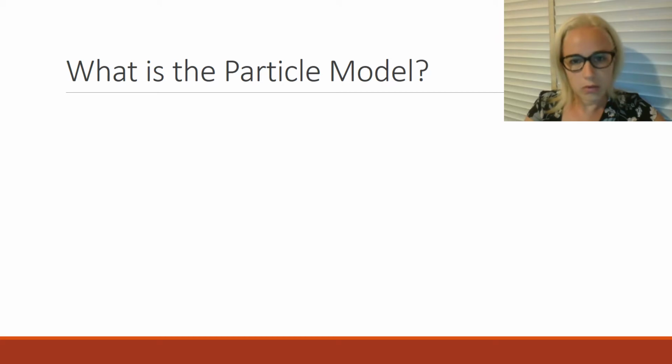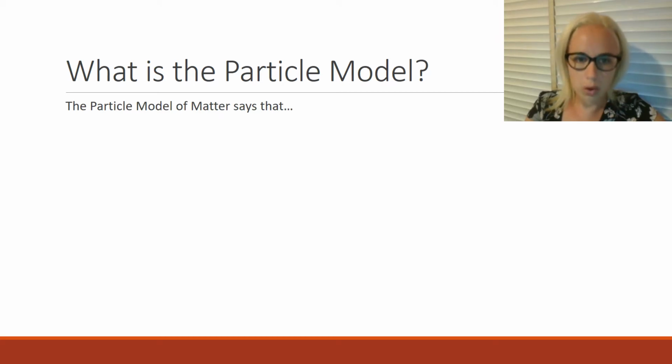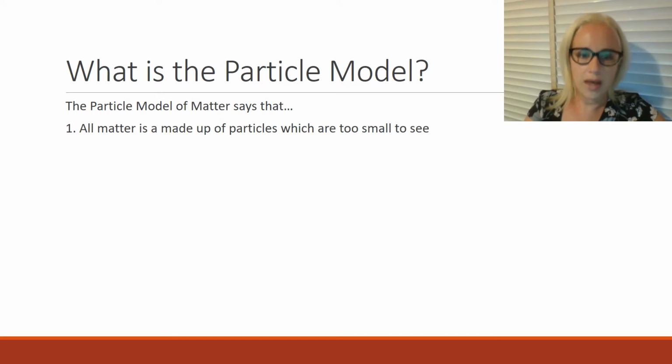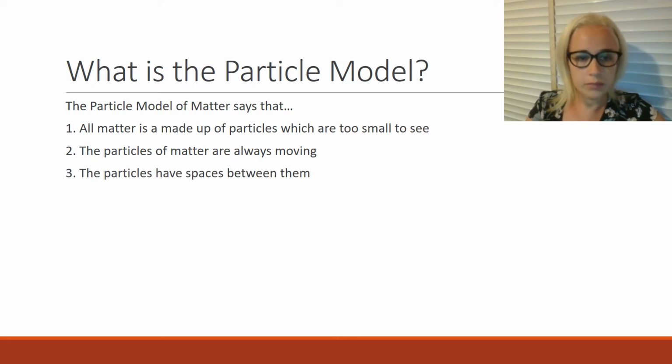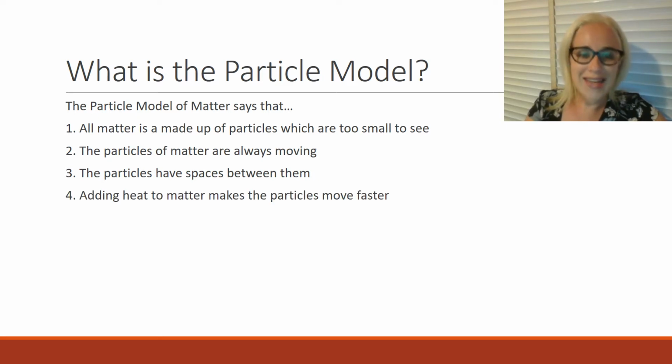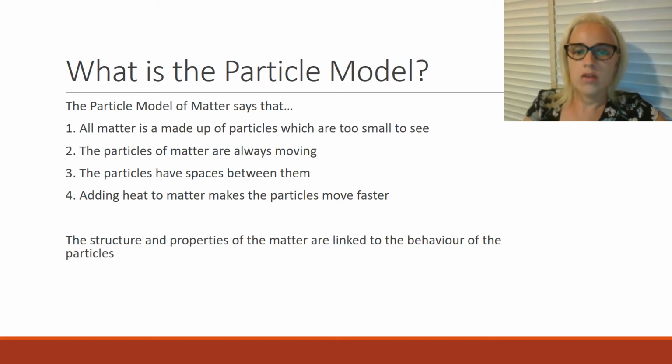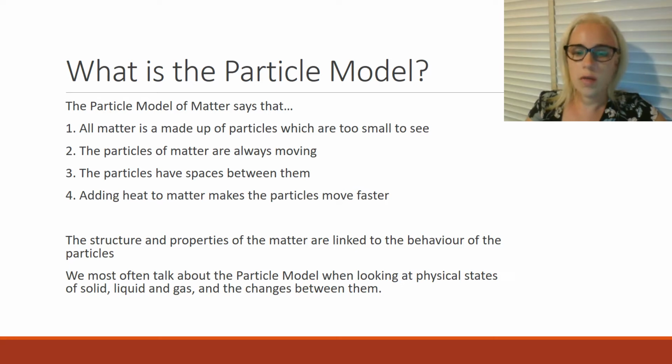So, what is the particle model? The particle model of matter says that all matter is made up of particles which are far too small to see. The particles of matter are always moving. The particles have spaces between them, and adding heat to matter makes the particles move faster. The structure and properties of the matter are linked to the behavior of the particles. And we most often talk about the particle model when we're looking at physical states of solid, liquid, and gas, and at the changes between them.